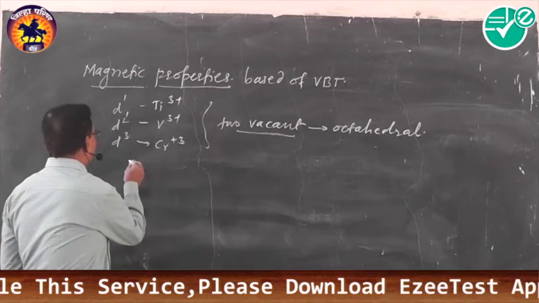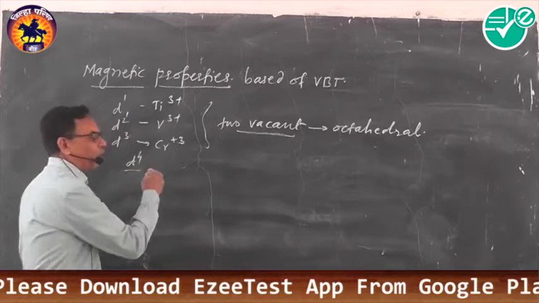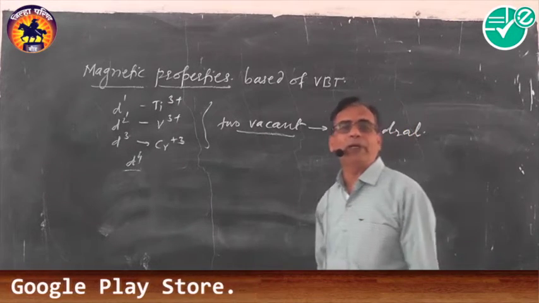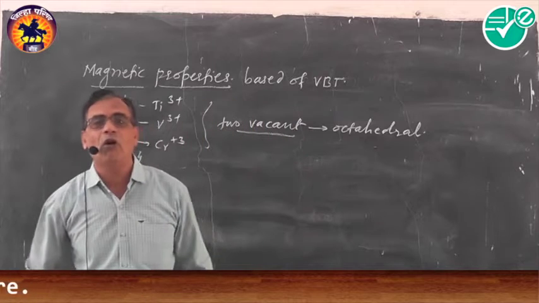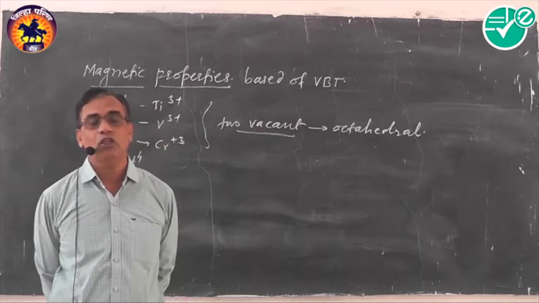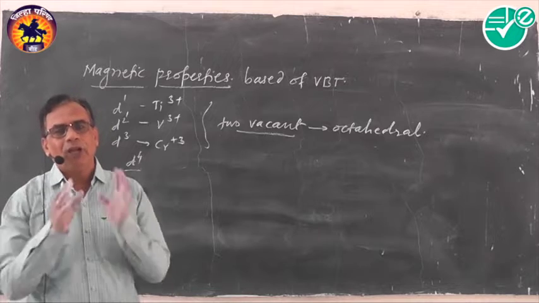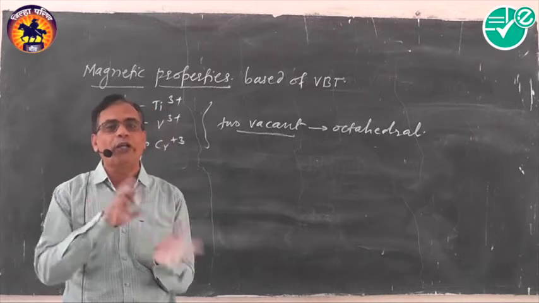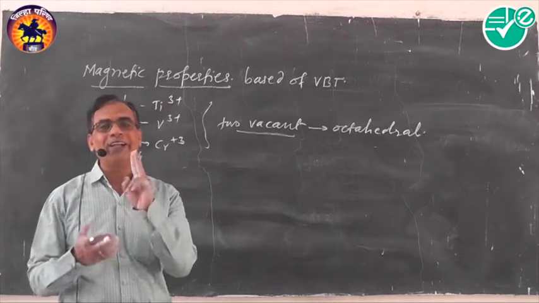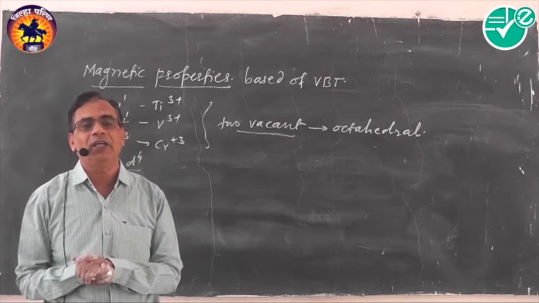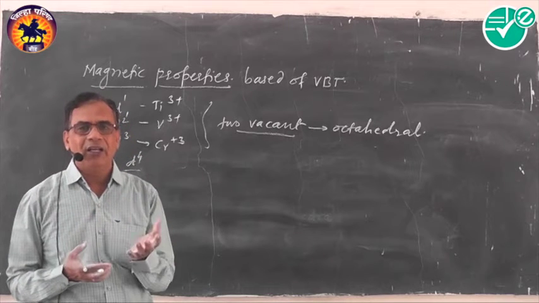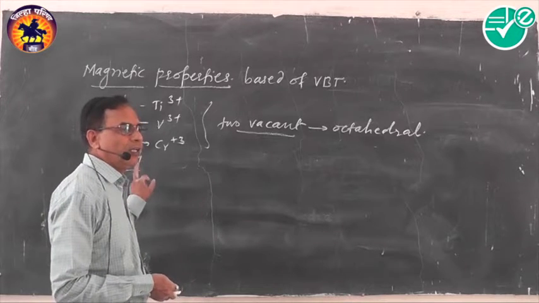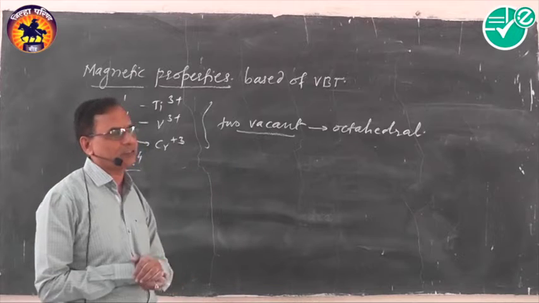But after that, if the D4, D5, D6 or D7 case, two vacant orbitals are not easily available for the hybridization in case of octahedral complexes. Because in case of octahedral complexes, the geometry may be sp3d2 or d2sp3. So two vacant d orbitals should be provided by the central metal ion. And these two orbitals cannot be easily provided in case of D4, D5 and D6.